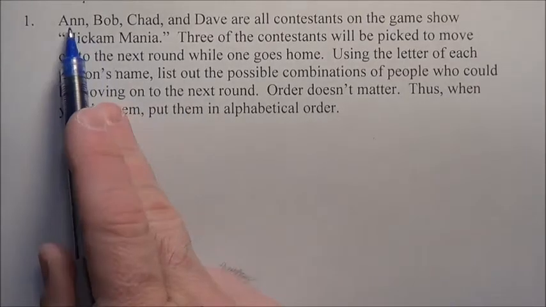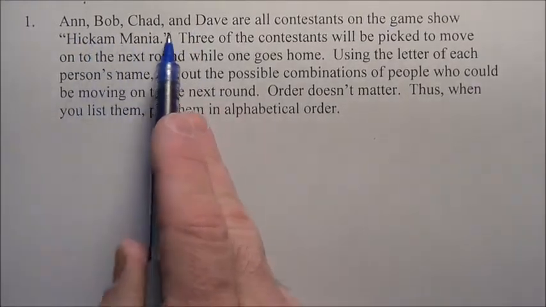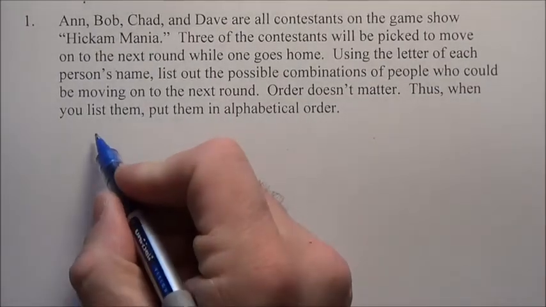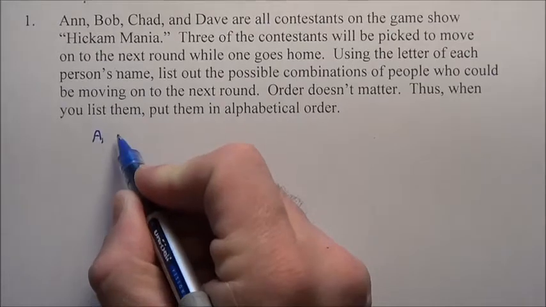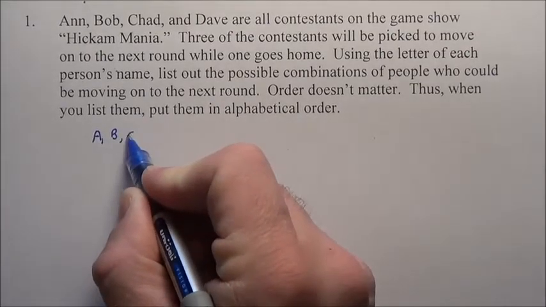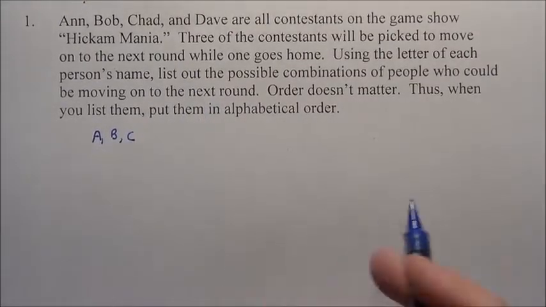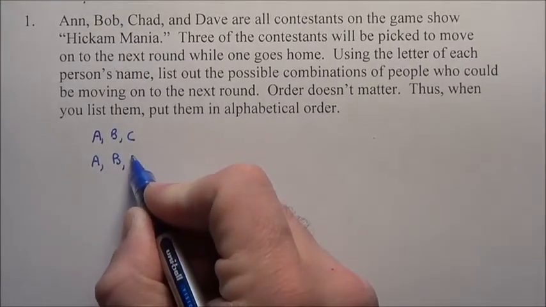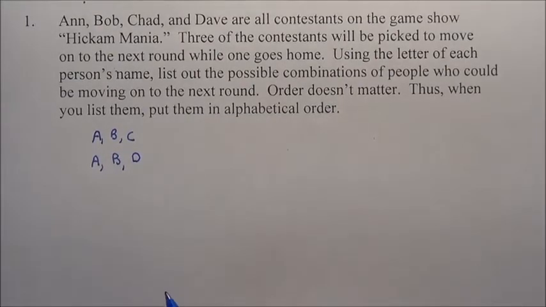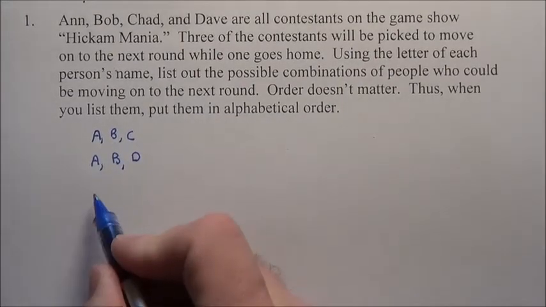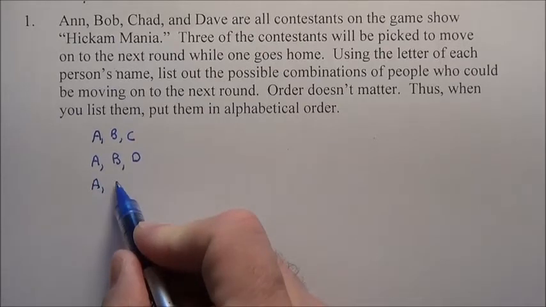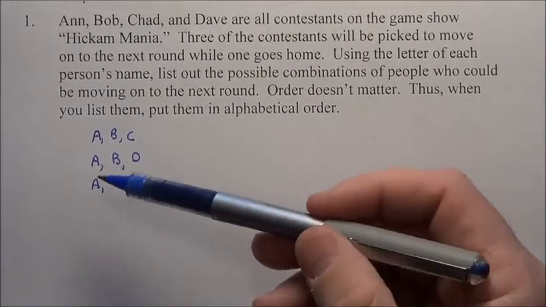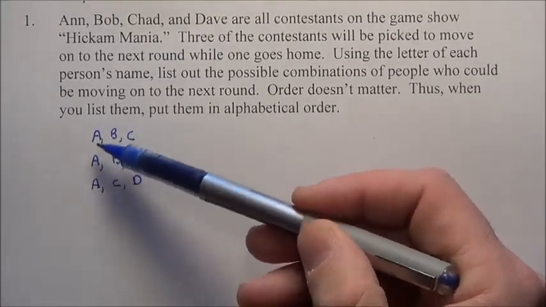So we have, I'm just going to use A, B, C, D for their names. Ann, Bob, Chad, and Dave. So only 3 of them go on. So maybe Ann goes on, Bob goes on, and Chad goes on. We'll leave Dave at home. Or maybe Ann goes on, Bob goes on, and Dave, this time Chad stays at home. Or maybe we could leave Bob at home. Ann goes on, Chad goes on, and Dave goes on. We've exhausted the list for Ann going on.